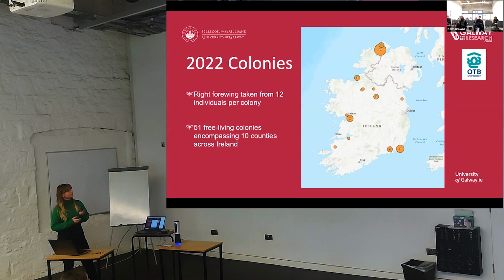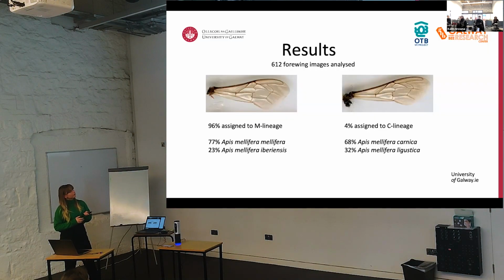In 2022, we sampled 51 free-living colonies that encompass 10 counties across Ireland, and we removed the right forewing from 12 individuals per colony as soon as possible after collection and before we conducted any other experimental work on these samples. We analysed a total of 612 forewing images, and 96% of these were assigned to M lineage subspecies. Most of these were Apis mellifera mellifera and some were Apis mellifera iberiensis.